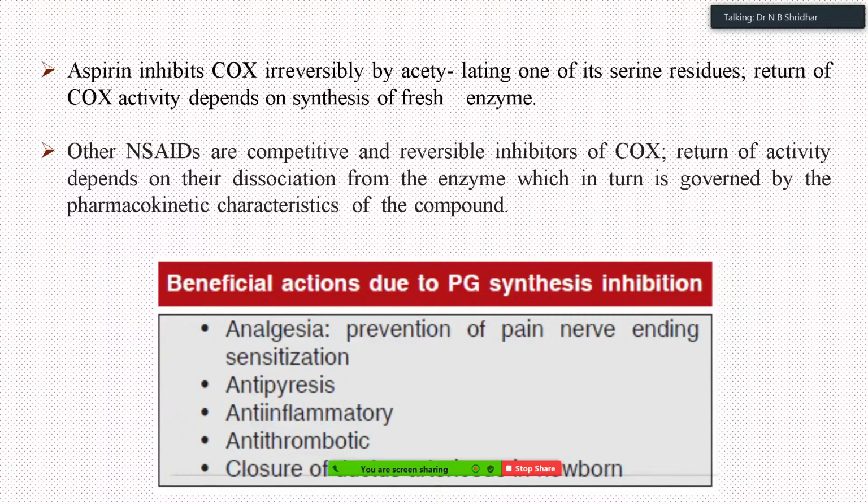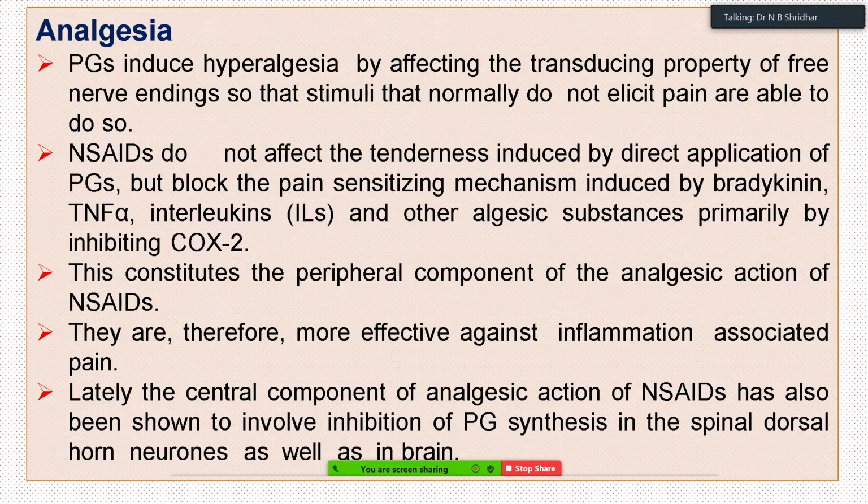So, what are the beneficial actions of PG synthesis inhibition? Number 1 is analgesia, the prevention of pain from nerve ending sensitization, whereas the antipyretic activity, or reducing the fever, is also another important thing, and anti-inflammatory activity is very much helpful, and antithrombotic action and closure of ductus arteriosus in the case of the newborn. So, all these are affected. And coming to analgesia, PGs or prostaglandins, we have already learned, induce hyperalgesia, meaning more and more pain sensation, by affecting the transducing property of free nerve endings, so that stimuli that normally do not elicit pain are able to do so.